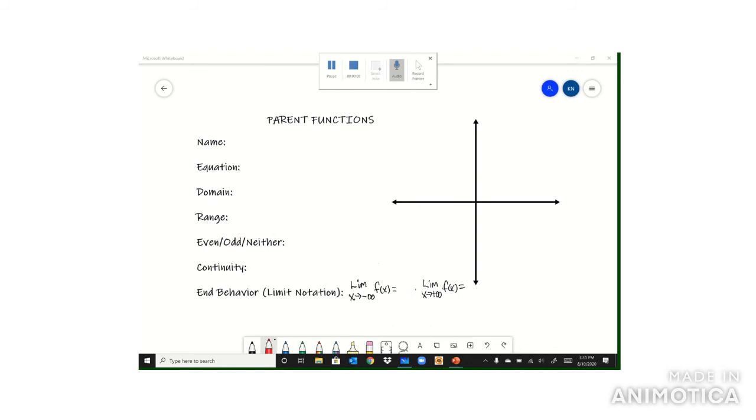Another function that you'll need to know is the cube root function. So that looks like y equals cube root of x. It's similar to the cubic function, but it looks something like this. So the domain is all reals, and the range is all reals. It is an odd function. It is continuous.